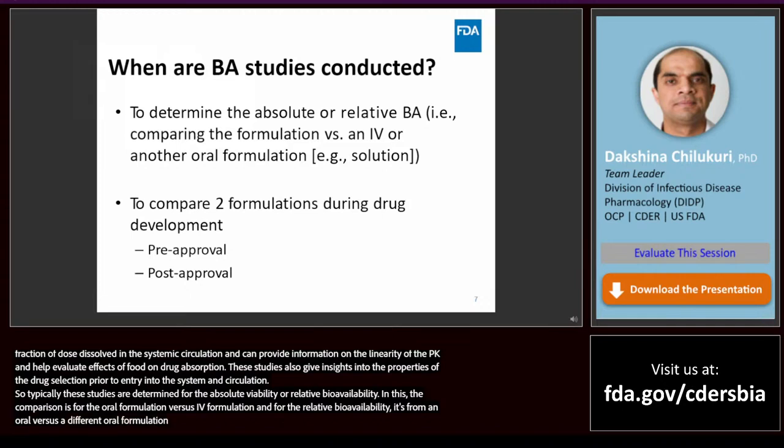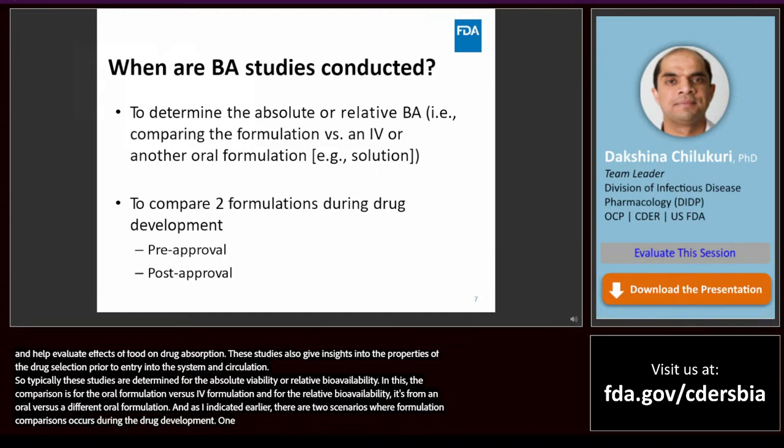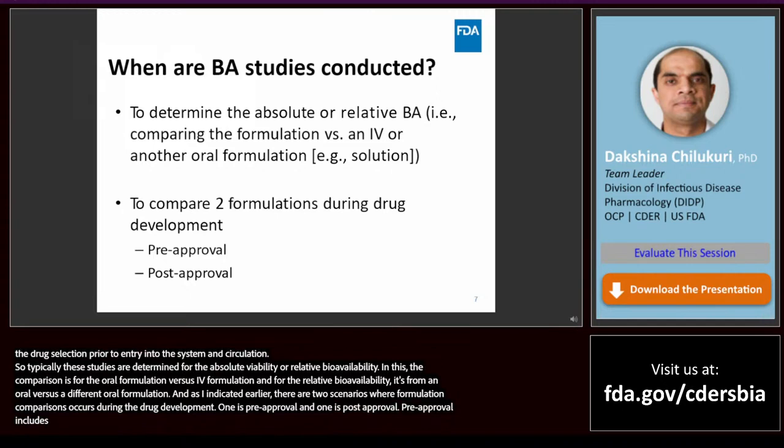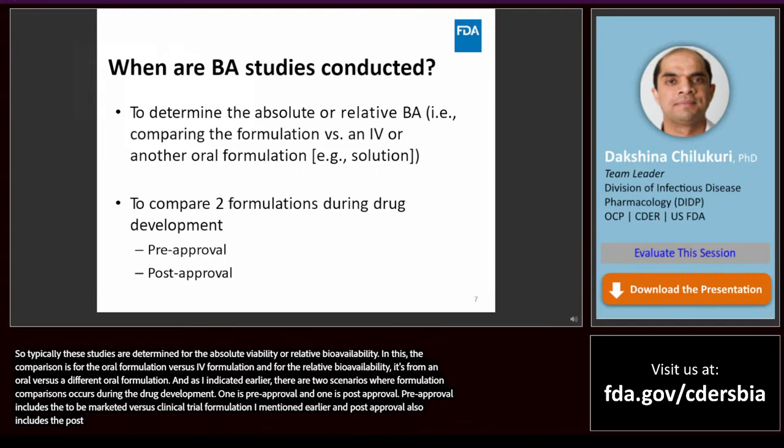And as indicated earlier, there are two scenarios where formulation comparisons occur during drug development. One is pre-approval and one is post-approval. Pre-approval includes the to-be-marketed versus clinical trial formulation that I mentioned earlier. And post-approval also includes the post-approval changes to the manufacturing site or any other changes that trigger the need to conduct a bioavailability study.